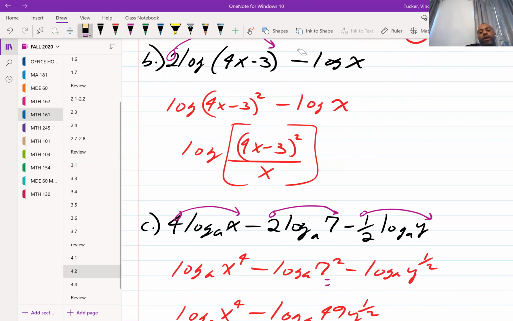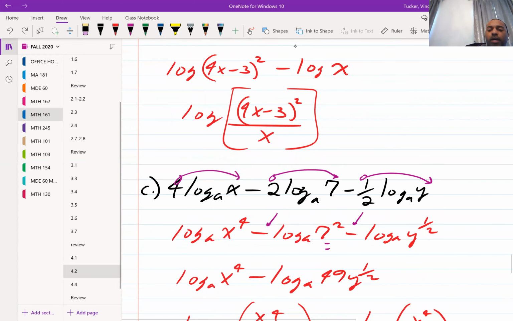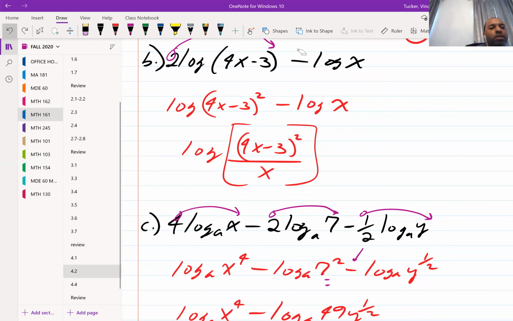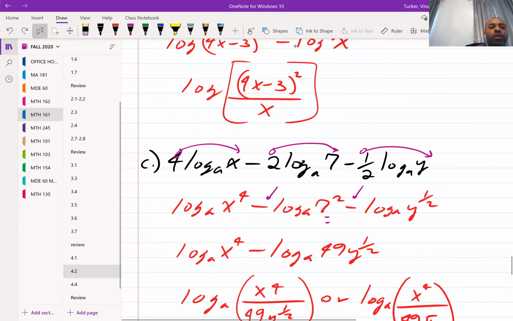Then to bring them together, I recognize that I have my 2 minus signs here. That means both of those expressions should go into the denominator. So I'll go ahead and bring them together. 7 squared is 49, and then y to the 1/2. So that's what I did right here: 49 y to the 1/2.